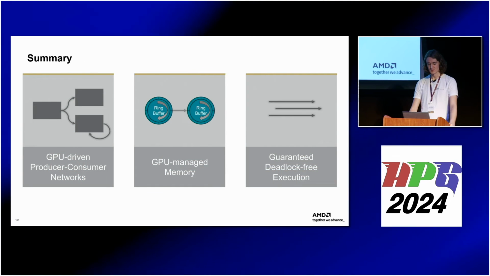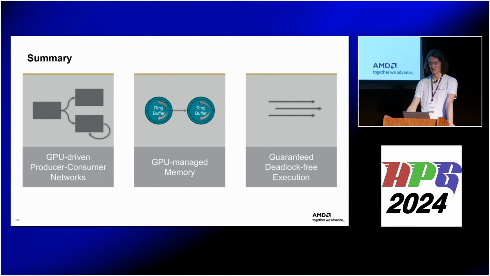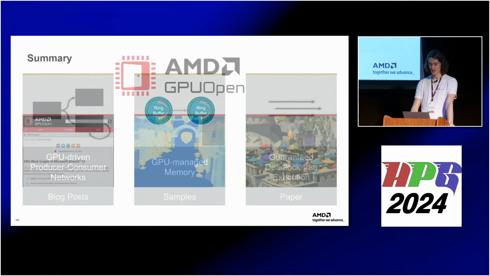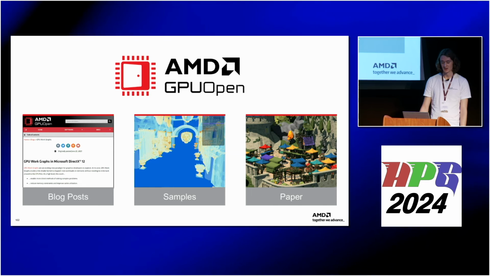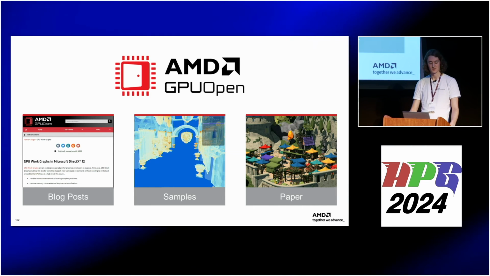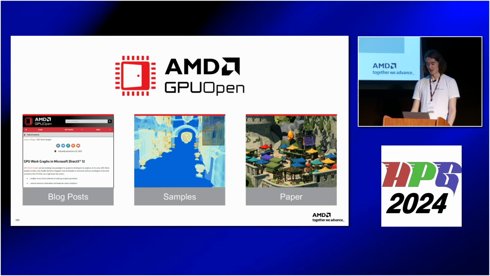So to summarize, we've seen that work graphs are GPU-driven producer-consumer networks. There is GPU-managed memory for the records, and there are special features so that you can never run out of this GPU-managed memory. If you want to learn more about work graphs, we have some blog posts, samples, and obviously the paper you've just seen available over on gpuopen.com, so be sure to check that out.